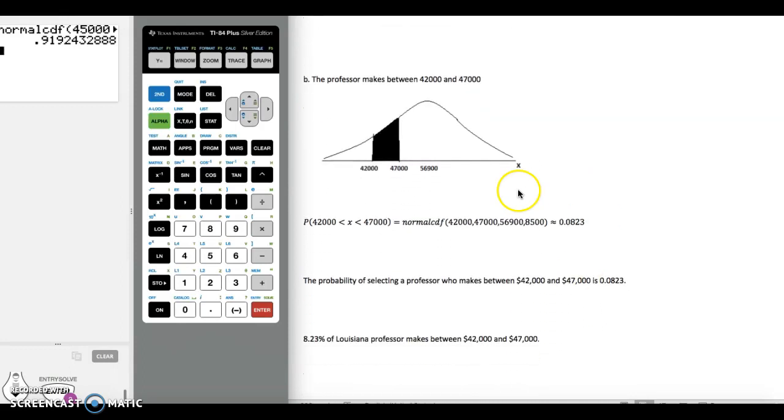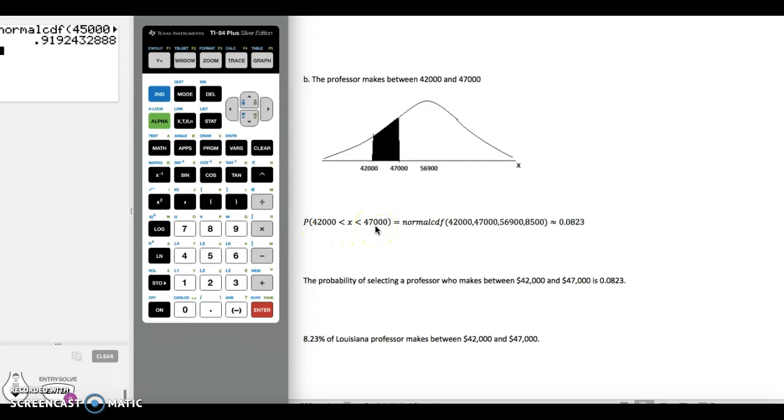Second example. Find the probability if you randomly select one Louisiana professor that they make between $42,000 and $47,000. Well, here the mean is $56,900, and so 42 and 47,000 are both below the mean, so we're going to put 42 here, 47 here, and we're going to shade this little region. We're trying to find this area under the curve. And so we're looking for the probability that the salary is between 42,000 and 47,000.